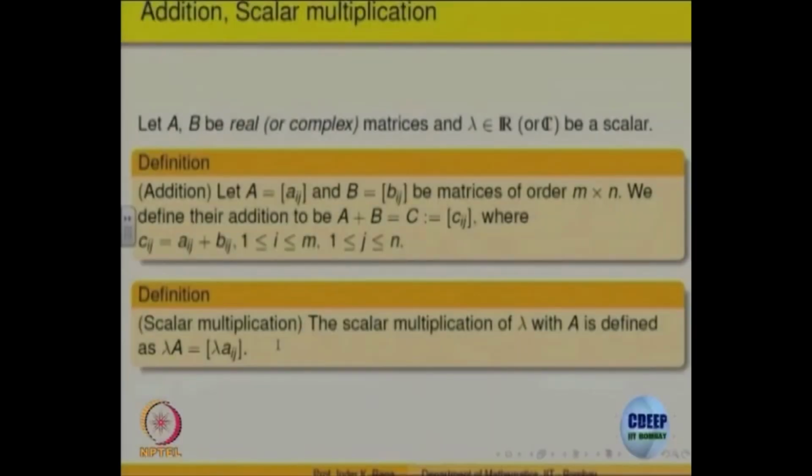You can also define addition. So, what will be addition? That is entry wise addition. Given two matrices A and B, if A is a_ij and B is b_ij, and the order is the same, M cross N, then addition will be a_ij plus b_ij. The ijth entry of the sum is the sum of the ijth entries of the corresponding matrices.